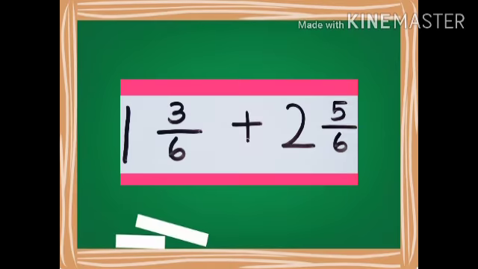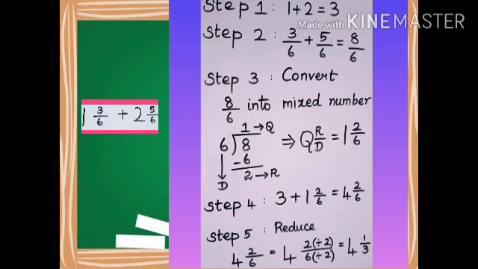Now the question is 1 3 by 6 added with 2 5 by 6. Here they are like fractions having the same denominator 6. The step 1 is to add the whole numbers. Whole numbers are 1 and 2. So adding 1 plus 2 gives 3. Step 2 is adding the fractions. 3 by 6 is added with 5 by 6 and we arrived at the answer as 3 plus 5 by 6, which is 8 by 6.